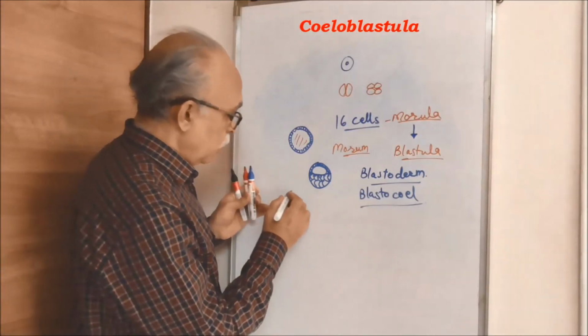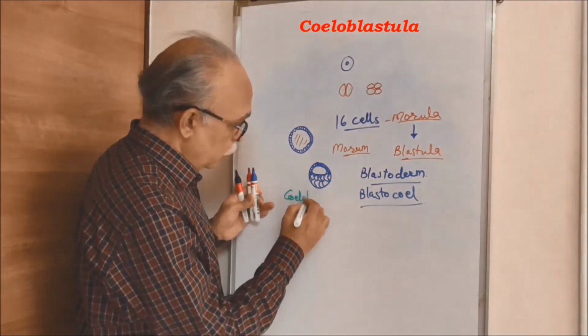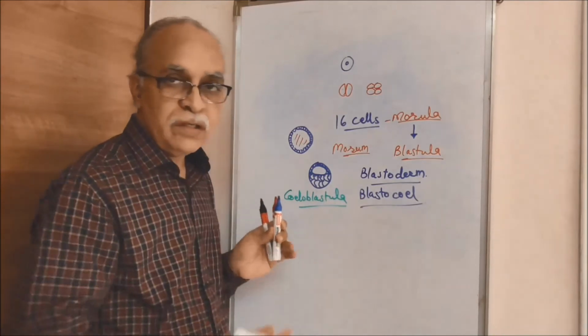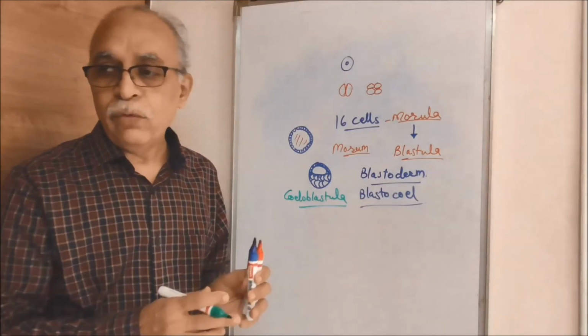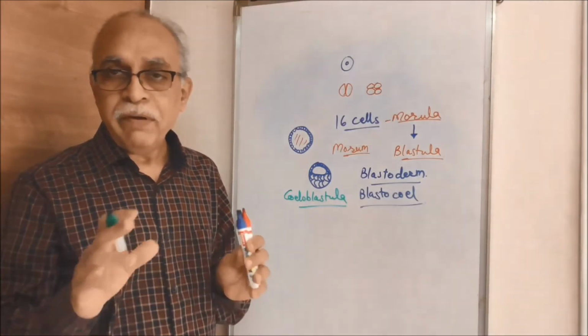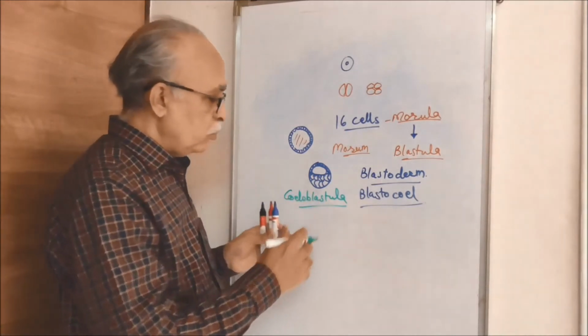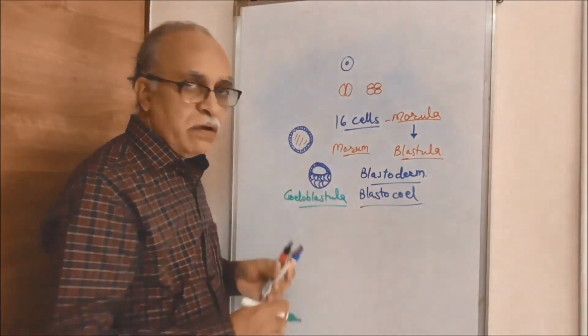So this is called coeloblastula. Coelo stands for the cavity. So coeloblastula is a blastula with a prominent blastocoel. This is found in most of the amphibians, as we have seen. This is the case of frog.